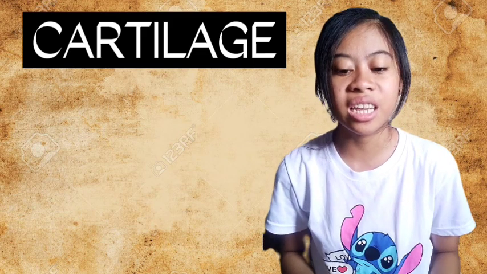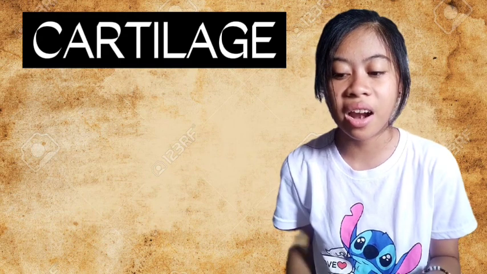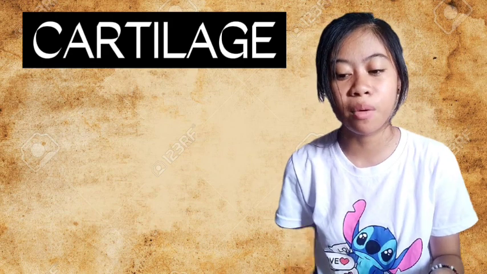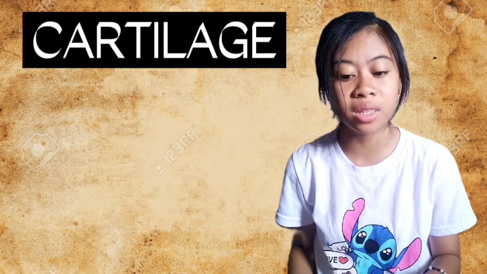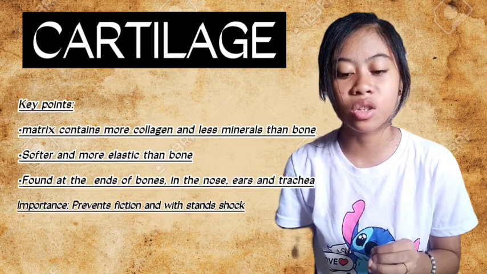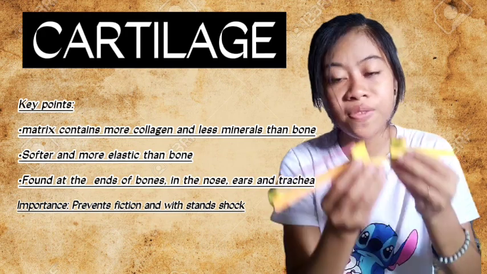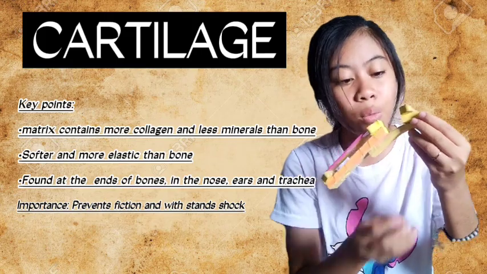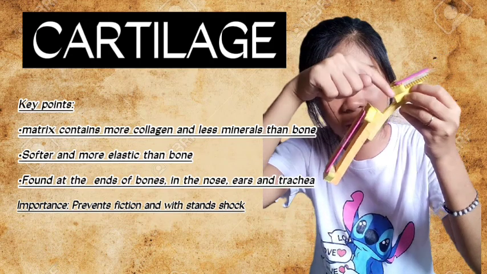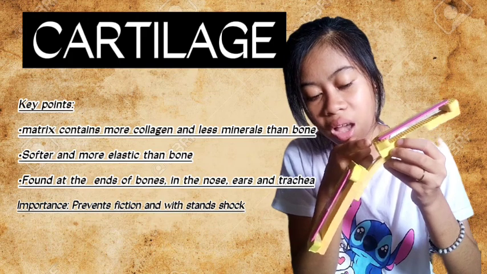Cartilage. Cartilage is a flexible connective tissue with living cells arranged in pairs or bundles. Cartilage is made up of living cells, but the arrangement is a little different. The living cells have a matrix that contains more collagen and less minerals than bone. So, if this is our bone, we find cartilage at the edge of the bone. This is where we find the cartilage.